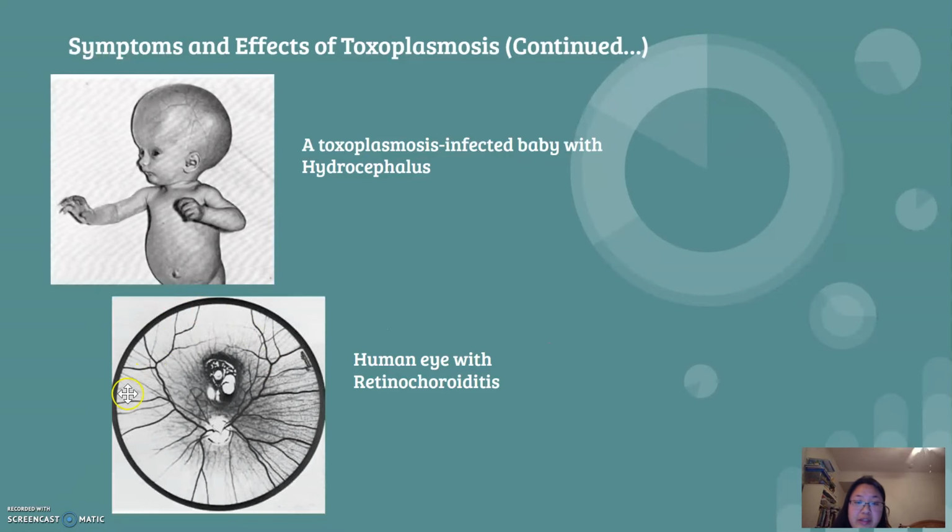So this image right here is also of a human's eye, and it's showing a case of retinochoroiditis. That's when the toxoplasmosis actually reaches the eye area and infects the back of the eye, typically the retinal area. And again, this can lead to severe blindness, loss in acuity, just bad eyesight and worsened vision, blurriness, redness, sensitivity to light.